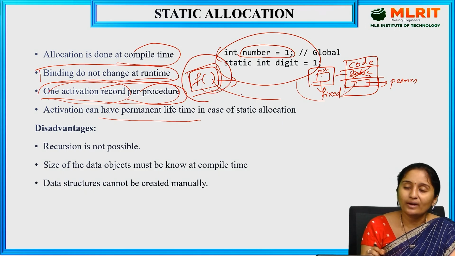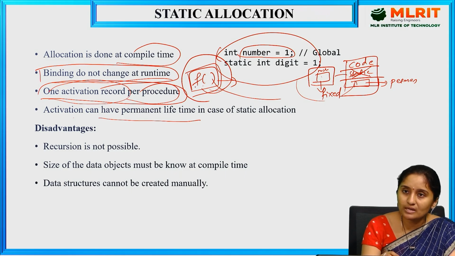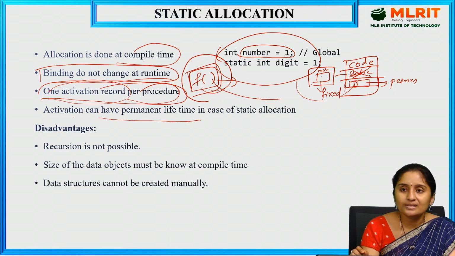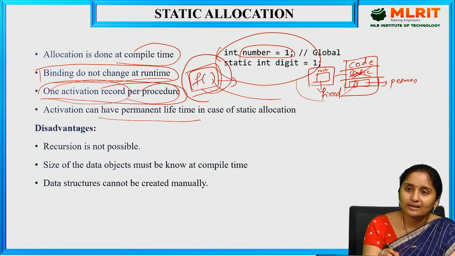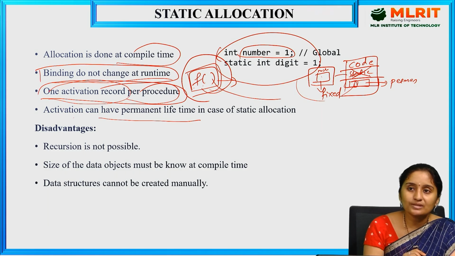If it is a recursive function, the memory will not be allocated for it again and again. Why? Because once the procedure is called, some memory is allocated for it, some memory for its static data. And recursion is nothing but one more function call, so again I would need to allot some more memory. But that is not possible in static allocation.